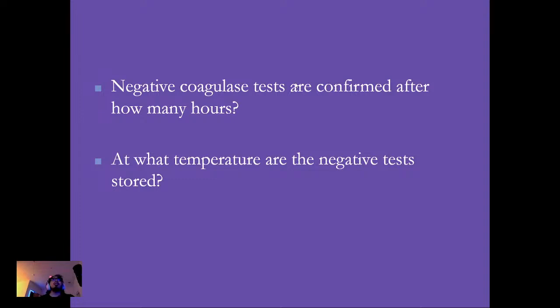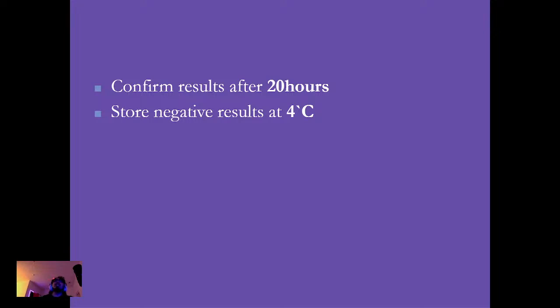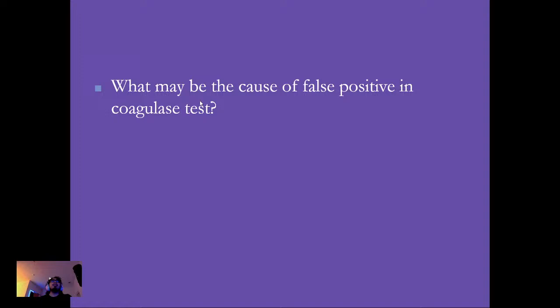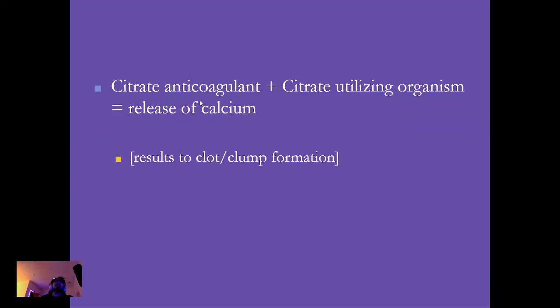Okay? Next, negative coagulase tests are confirmed after how many hours? After 20 hours, and these samples should be stored at 4 degrees Celsius. Okay? It should be stored at 4 degrees Celsius. Next, what may be the cause of false positive results for tube coagulase? This is basically because of the citrate anticoagulant, and the organism is a strain that utilizes the citrate. What will happen is that there will be a release of calcium, and when there is calcium being released in the reaction, there will be a resulting clot formation.